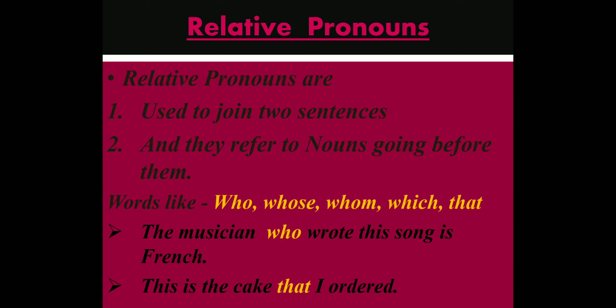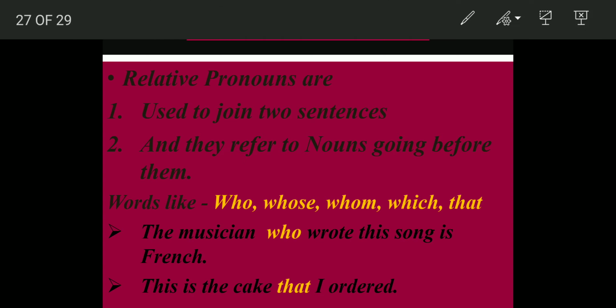What are relative pronouns? Let us learn that. Relative pronouns are used to join two sentences and they refer to nouns going before them. What does this mean? Let us see. First of all, the words like who, whose, whom, which, that. These are relative pronouns. Again, do not get confused that terms like who, whose, whom are given, so they are interrogative pronouns. No, remember the difference.